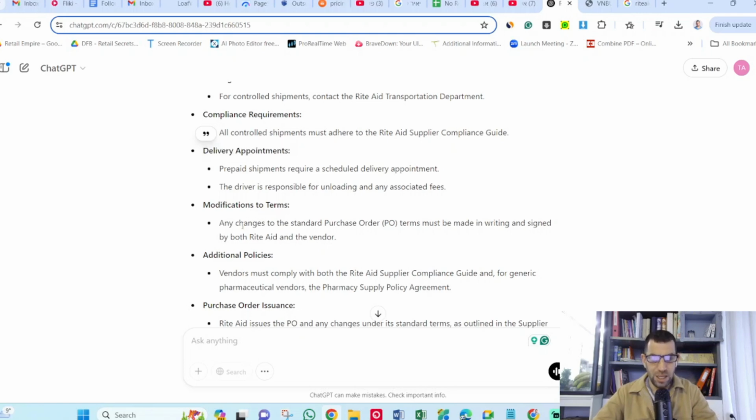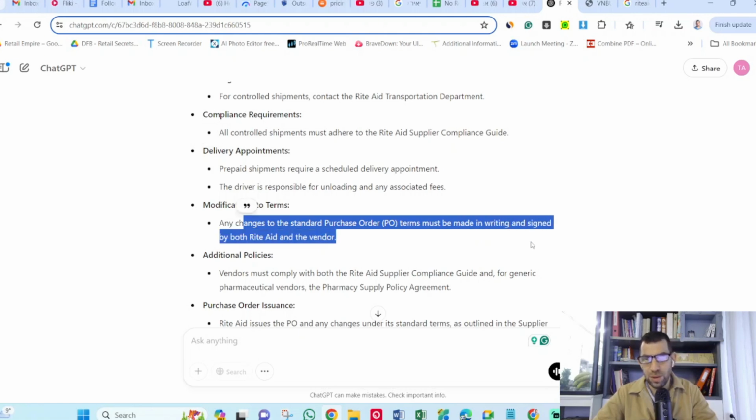Modification to terms: any changes to standard purchase order terms must be in writing and signed by both you and RiteAid. If you're going to change the delivery date for whatever reason down the road during the process, you want to have their signature on this change. Otherwise, they're going to say, hey, we didn't sign that. You are delaying, and therefore we're going to charge you for this delay. You don't want that to happen.